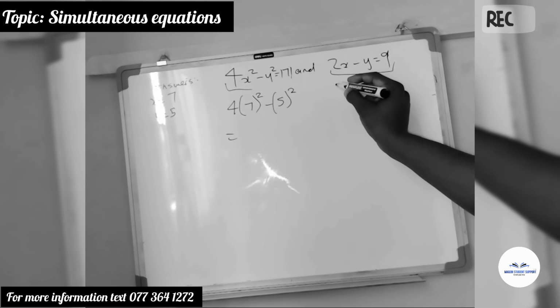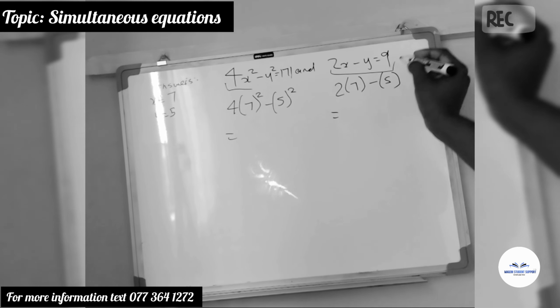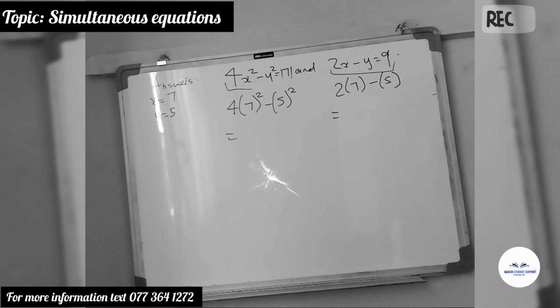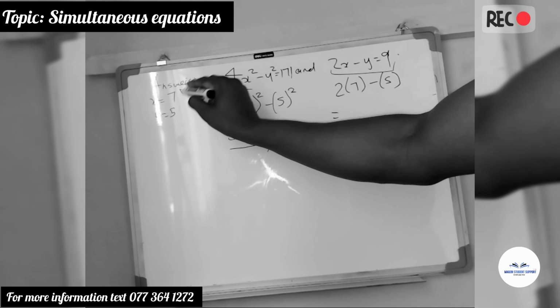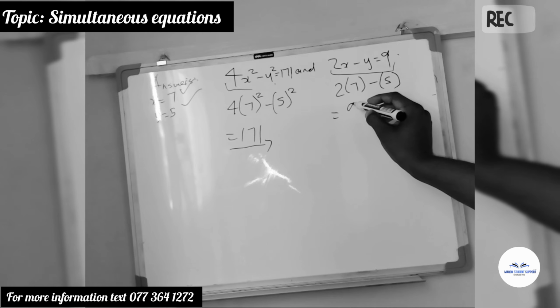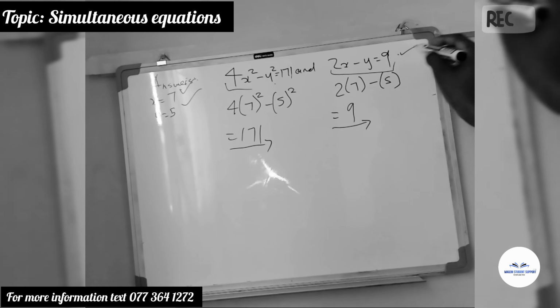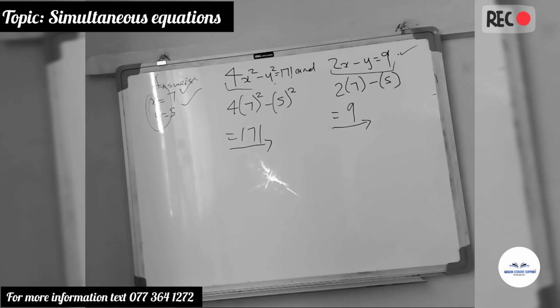So even in here, in the place of x, we put 7, and in the place of y, we put 5. It must give us this. So that's what we must try to prove, 171. So this has been proven on the first equation. On the second equation, now we must substitute. This must give us 9. When you put it on your calculator, you'll find that this gives you 9. So it means that the value of x is 7, the value of y is 5.